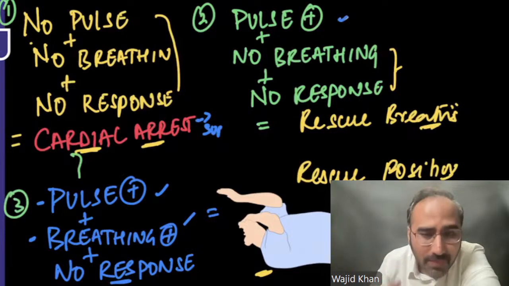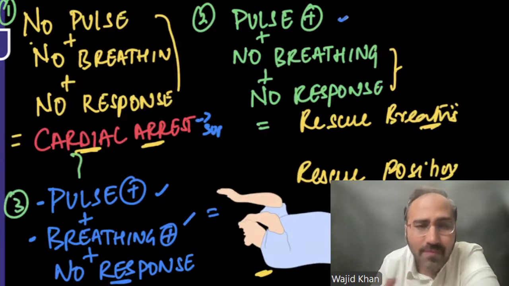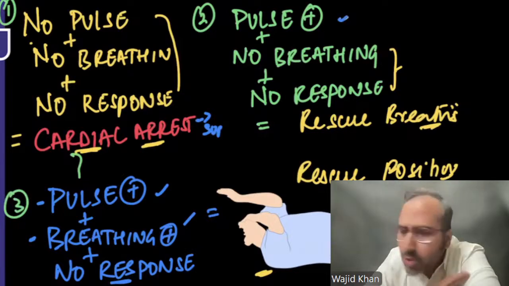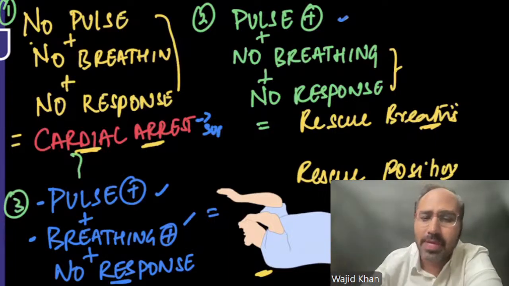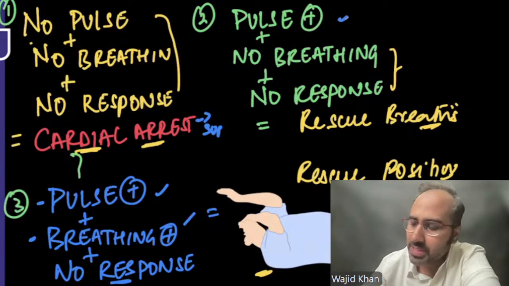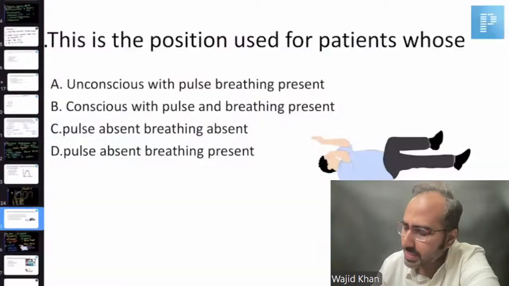For preventing aspiration, what we need to do is this: pulse is there, breathing is there. You don't need to give CPR. You don't need to give rescue breaths. Just lie the patient in lateral position. Lateral position is called the rescue position, guys.